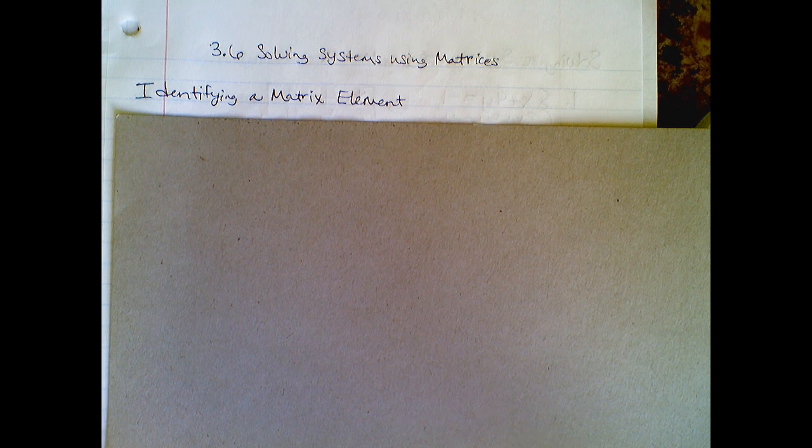3.6 is solving systems using matrices. For this section, if you could grab a graphing calculator so you can follow along, that would be helpful. To start off with, we're going to go through a little bit about what a matrix is and how to identify it by its dimensions and its elements.